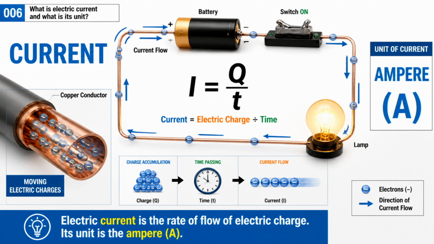Question 6. What is electric current, and what is its unit of measurement? Electric current is the rate of flow of electric charge through a conductor over a period of time. In other words, current describes how much electric charge passes through a point in a circuit during a specific amount of time. The unit of electric current is the ampere, commonly abbreviated as amp, or simply A.